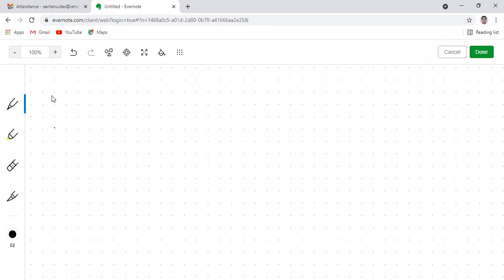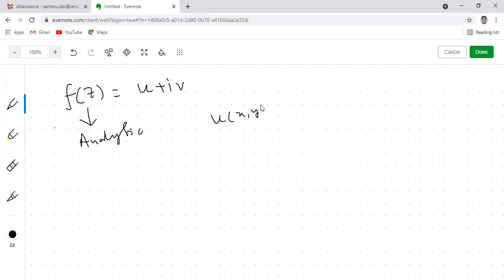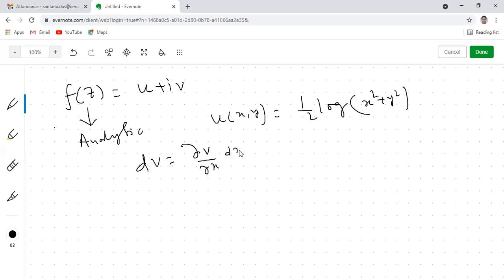Let us construct the function f(z) equals u plus iv, and it is given that this function is analytic. Our function u is given as half log of x squared plus y squared. So u is given, and f(z) is analytic. We need to identify the imaginary part v. We'll be applying the same method: dv equals del v del x dx plus del v del y dy.